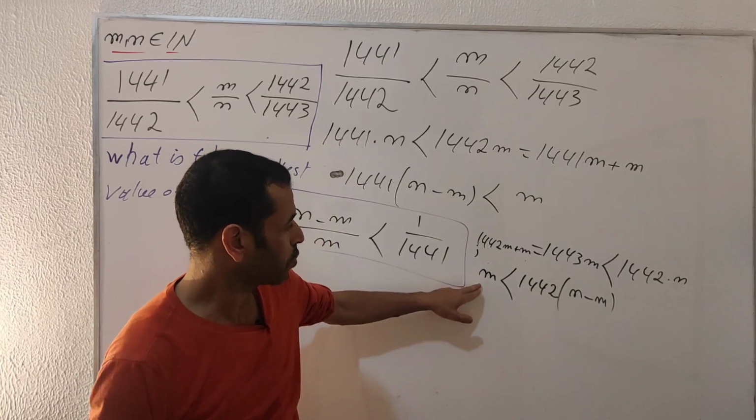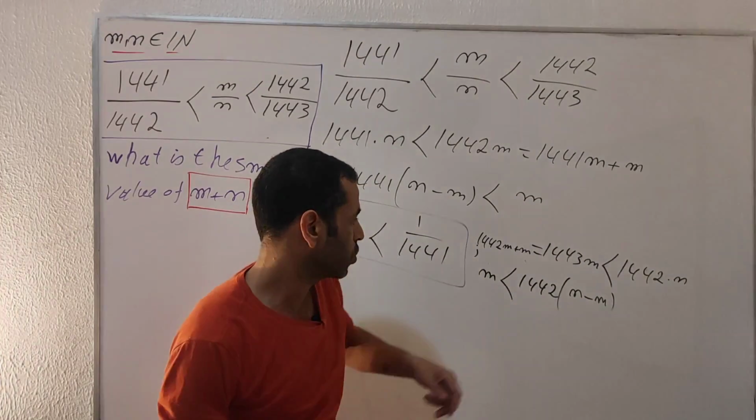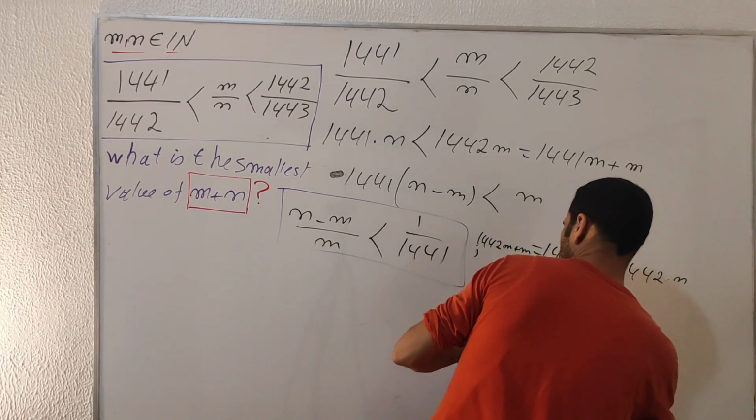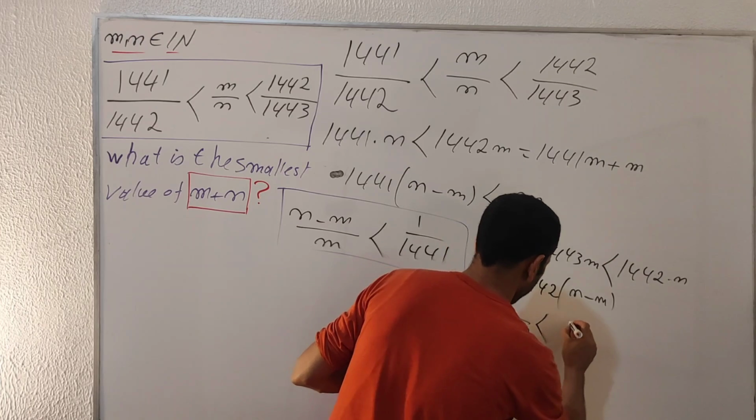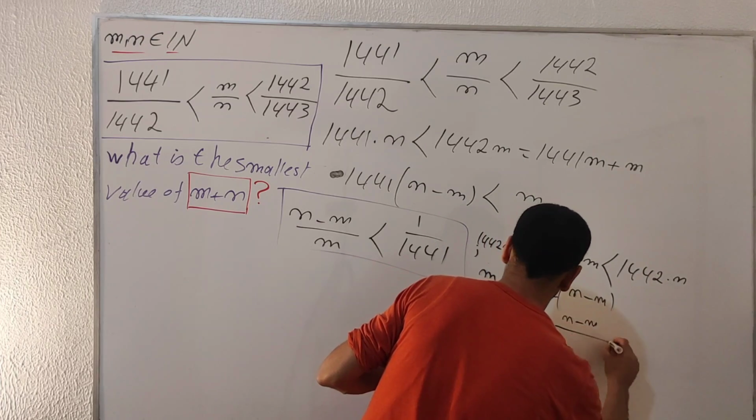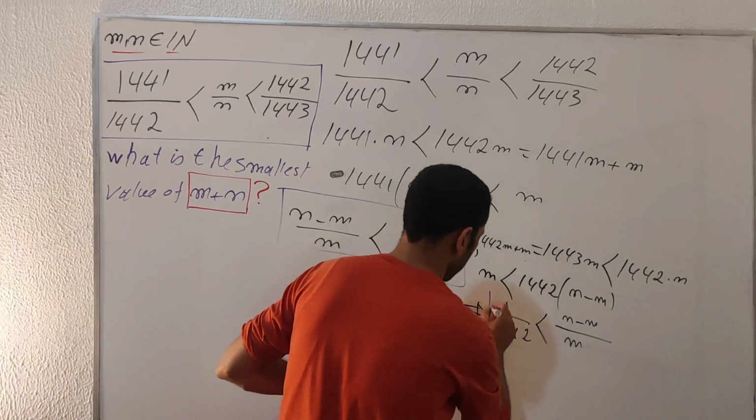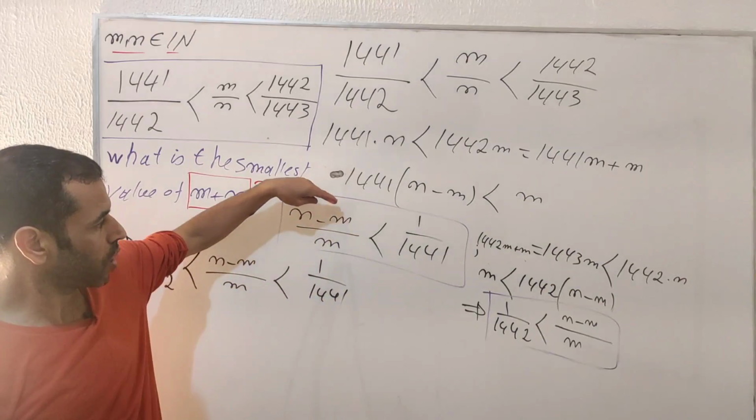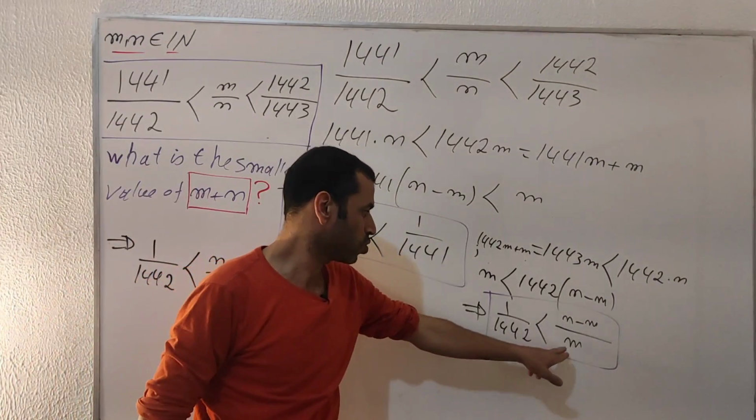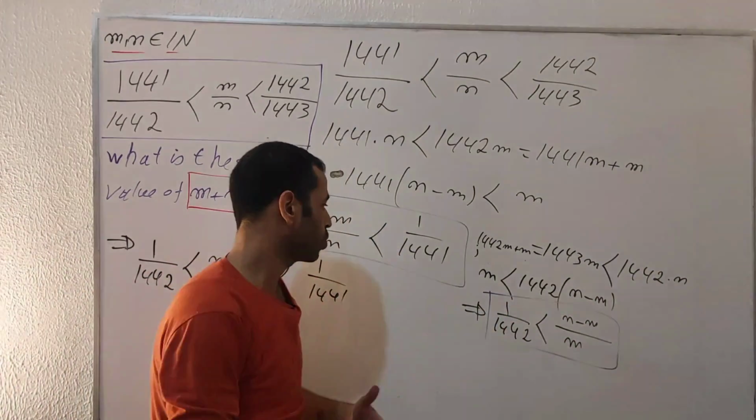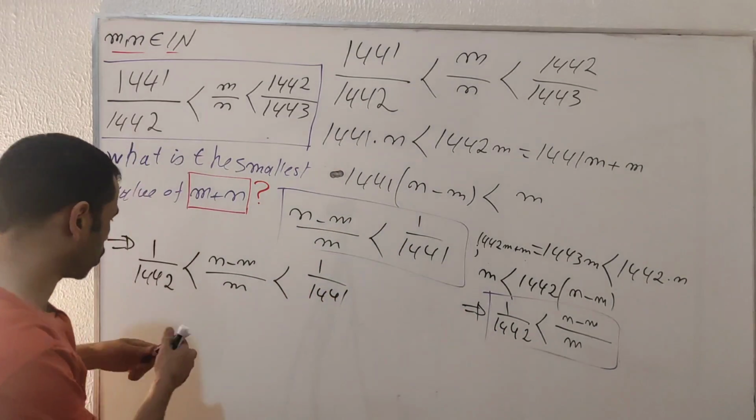Next, I'm going to divide both sides by m and take the inverse of 1442 here. So I get the following: 1 over 1442 is strictly inferior to n minus m divided by m. So I get the second inequality. So I have the same term strictly inferior to this one. At the same time, this term is strictly superior to this one, which means this term is between this term and this term, which I got here.